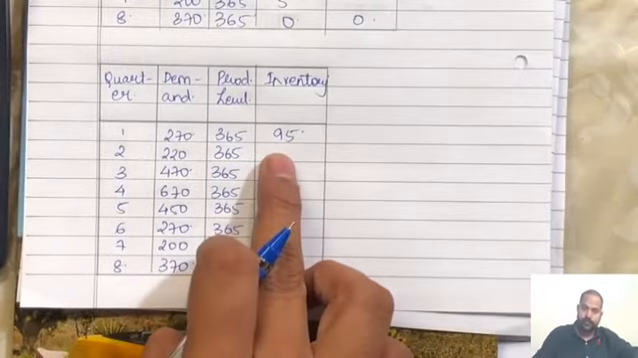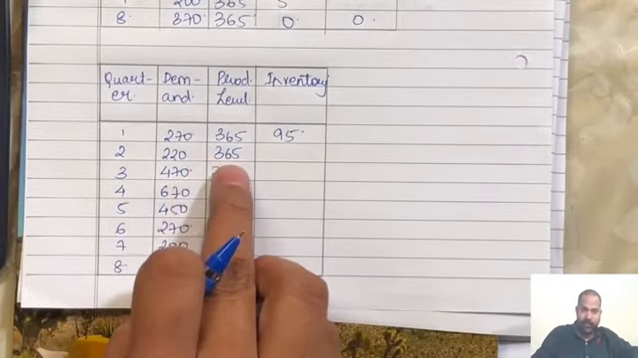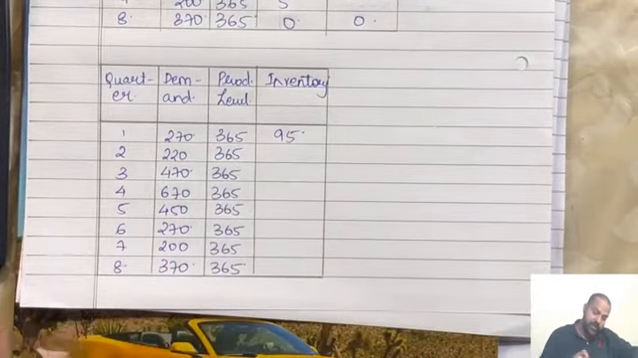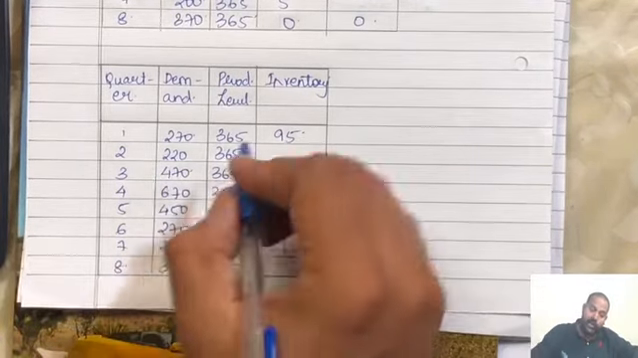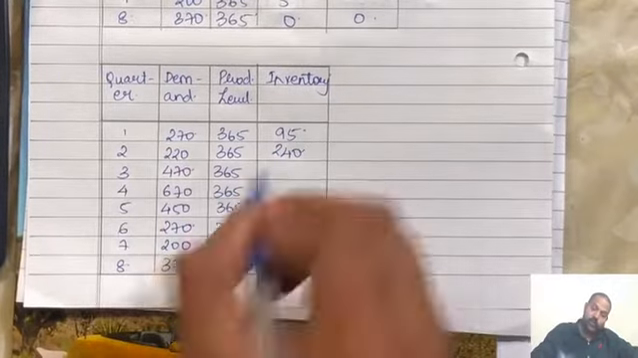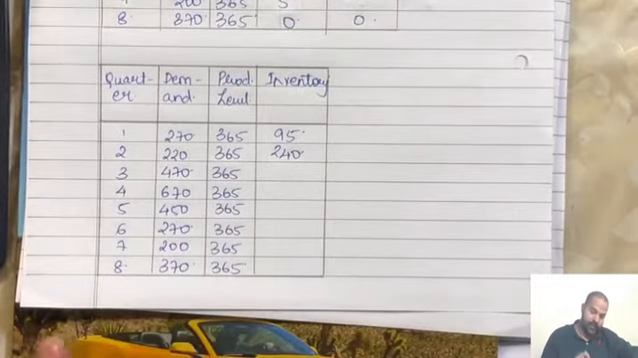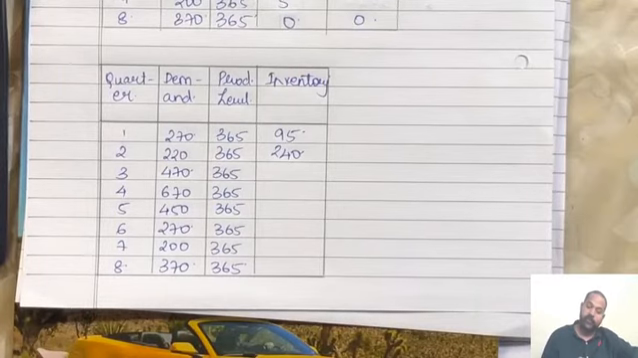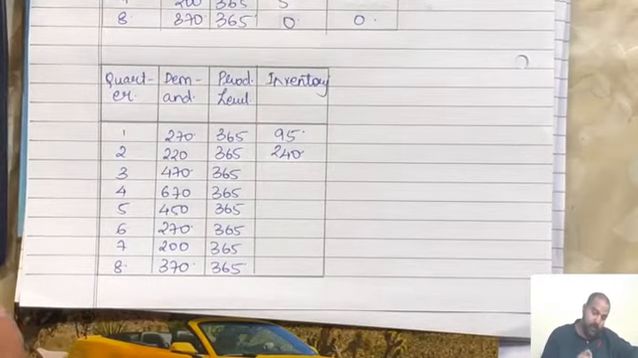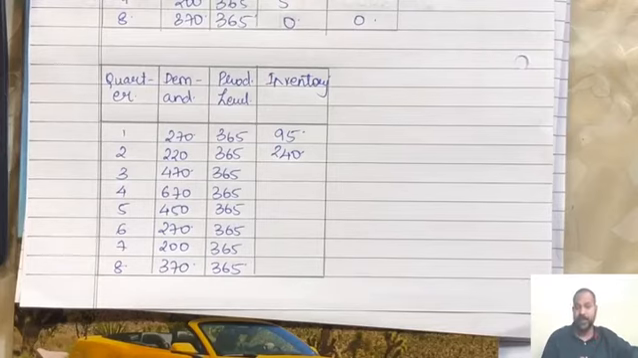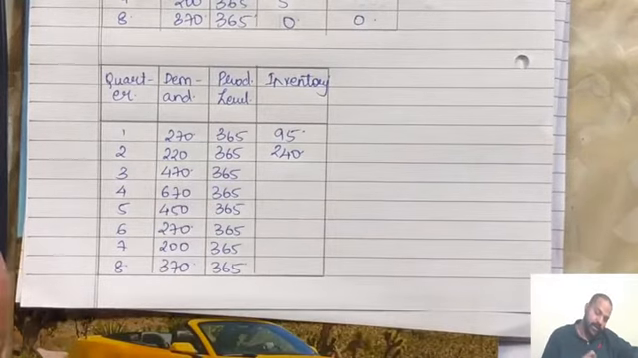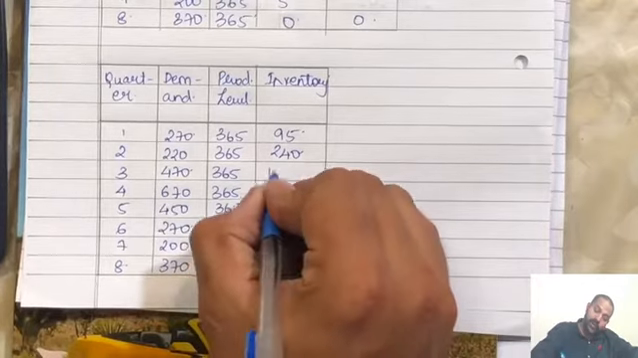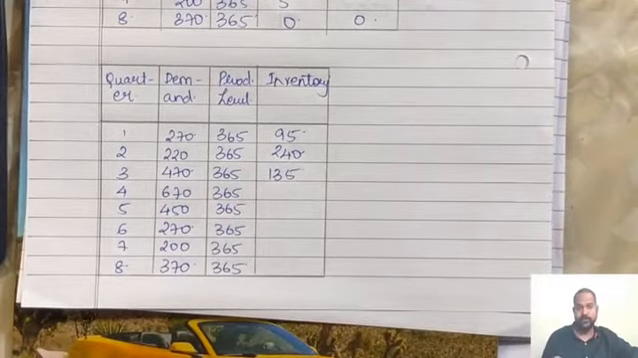Period number 2, I'm producing 365 plus the 95, which is the previous period's inventory, is 460. But I only need 220. So I am 240 units extra. Next period, 365 is what I am producing plus the 240, which is the previous period's inventory. Total becomes 605. But I only need 470. So when you give away 470, you are left with 135 units.